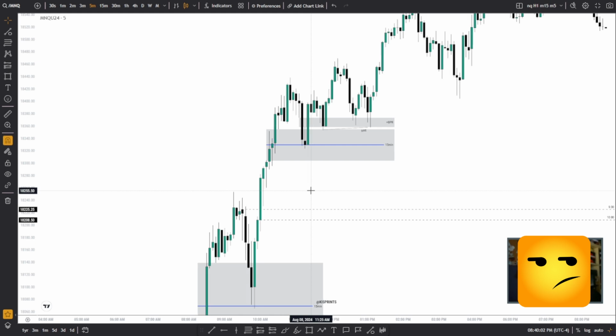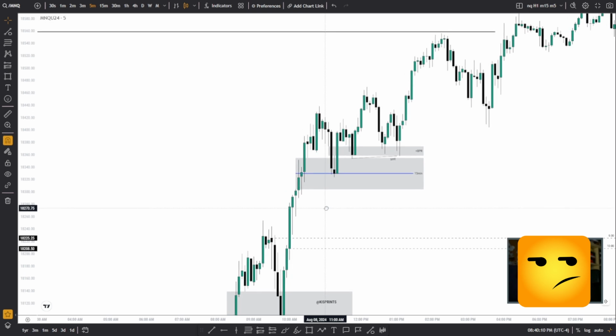For me, what confirms that long bias is when price starts to disrespect bearish PD arrays. Now, what do I mean by that? And I actually teach this as my model on Twitter.